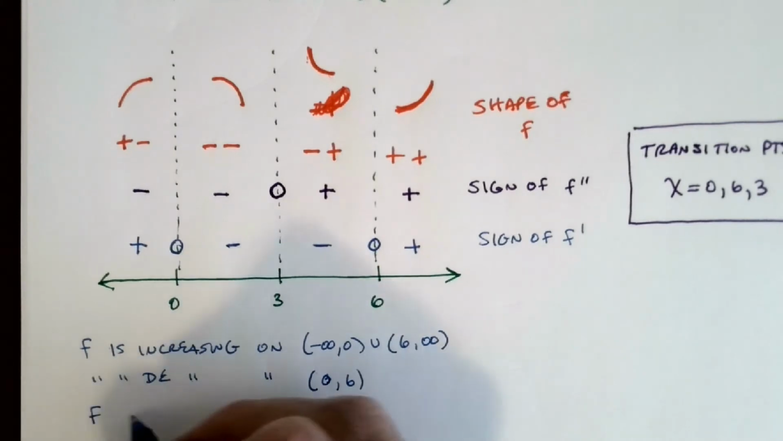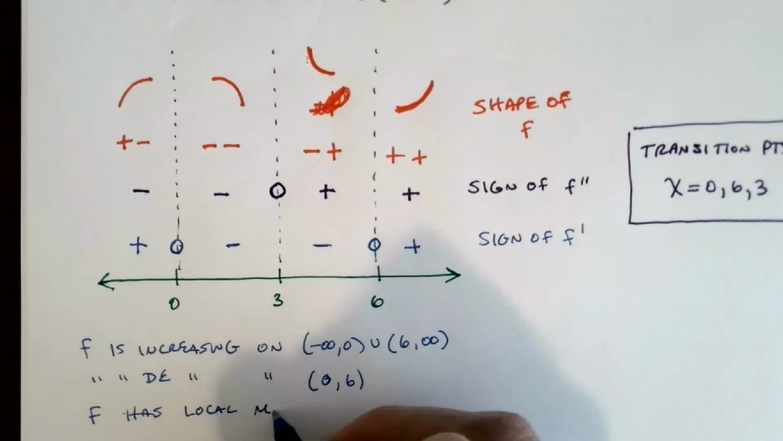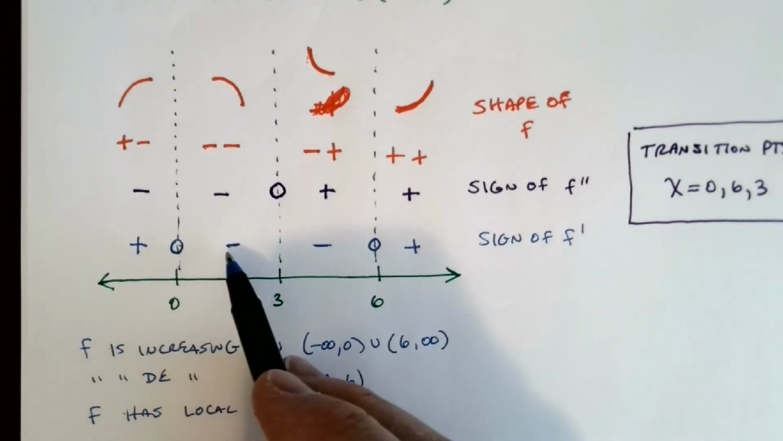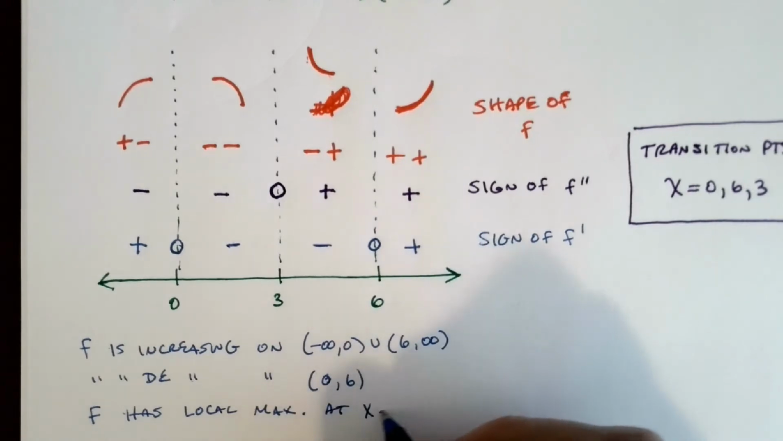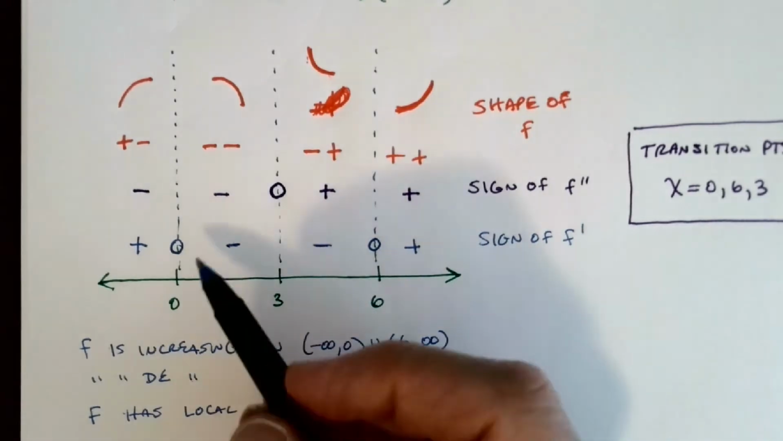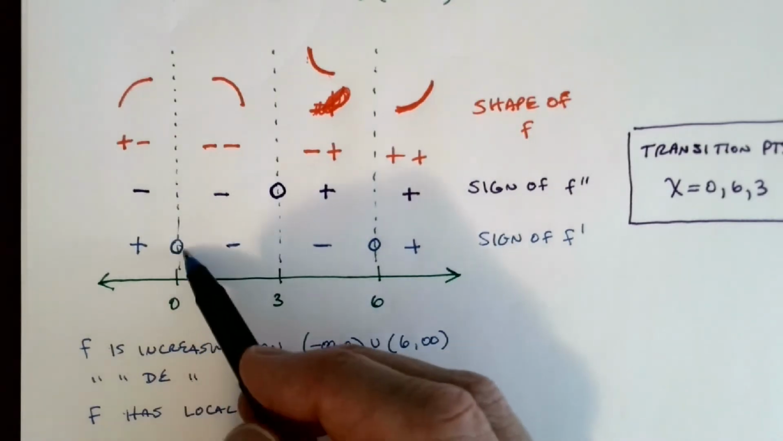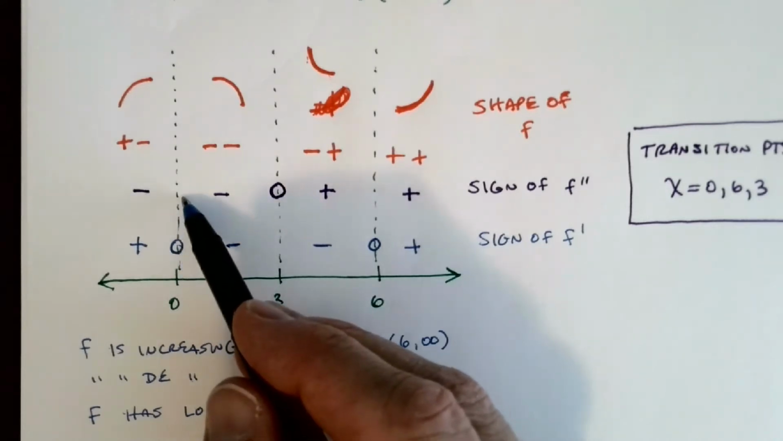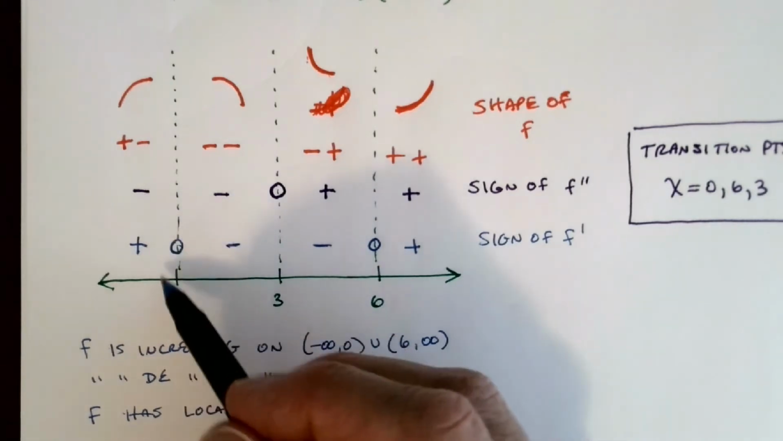And F has a local max where we change sign in the first derivative from positive to negative. Notice you could also use the second derivative test because the second derivative is negative there. So with that critical point being 0, if you remember by the second derivative test, if the second derivative is negative, meaning we're concave down, then we have a local max at 0.